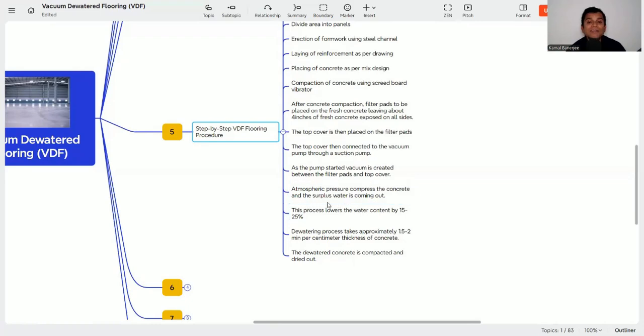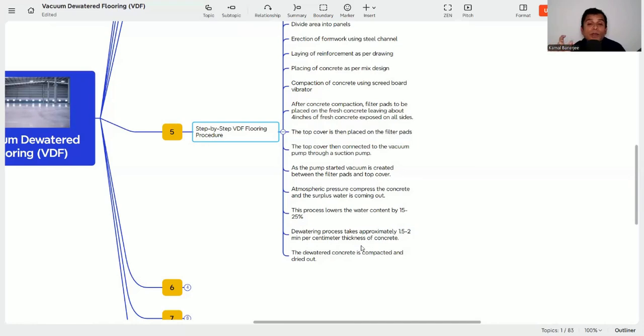This process lowers the water content by 15 to 20%, and it becomes the optimal water-cement ratio. That is why it gives the strength and the durability. As for the dewatering process, how much time it will take is approximately 1.5 to 2 minutes per centimeter thickness of the concrete. So if your concrete is 1 centimeter, then it may be 1.5 to 2 minutes.